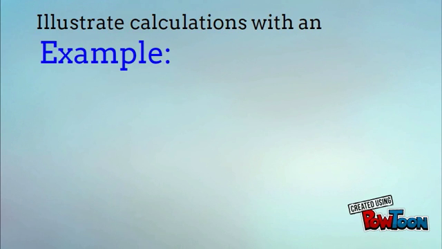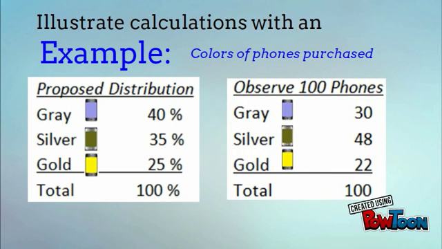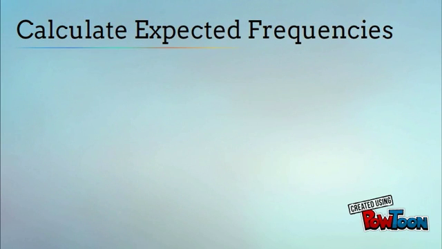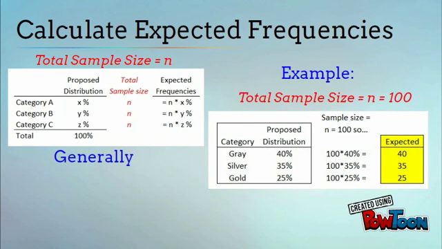Suppose the proposed distribution says that 40% of new iPhones purchased are gray, 35% are silver, and 25% are gold, and that for a sample of 100 phones, we observed 30 gray, 48 silver, and 22 gold. First, we calculate what we expect the data to look like if the proposed percentages were true by multiplying the total sample size n by each percentage. In our example, 100 times each percentage gives us expected frequencies of 40 gray, 35 silver, and 25 gold.